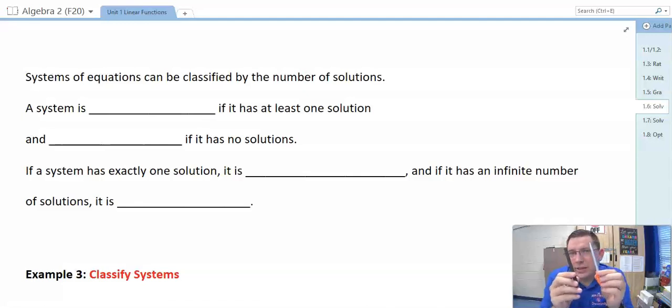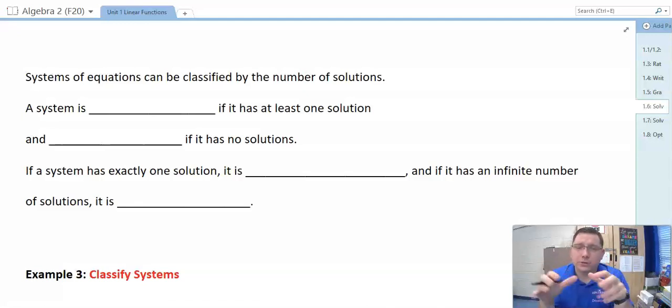Case 3 is this, that these two lines aren't parallel, they're not intersecting, but the two lines are the same line. And so remember that solutions are where the two lines touch, right? Where do the two lines touch now? Well, they touch along every single point across this graph. And so that's the way we'll classify systems, based on the number of solutions.